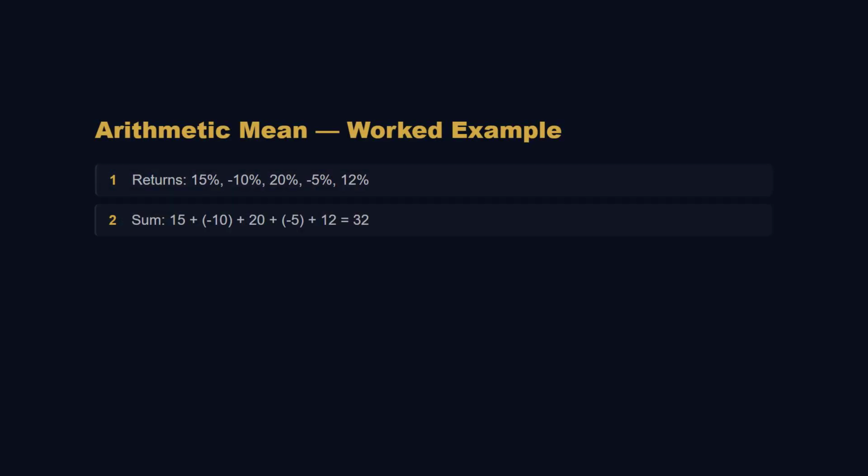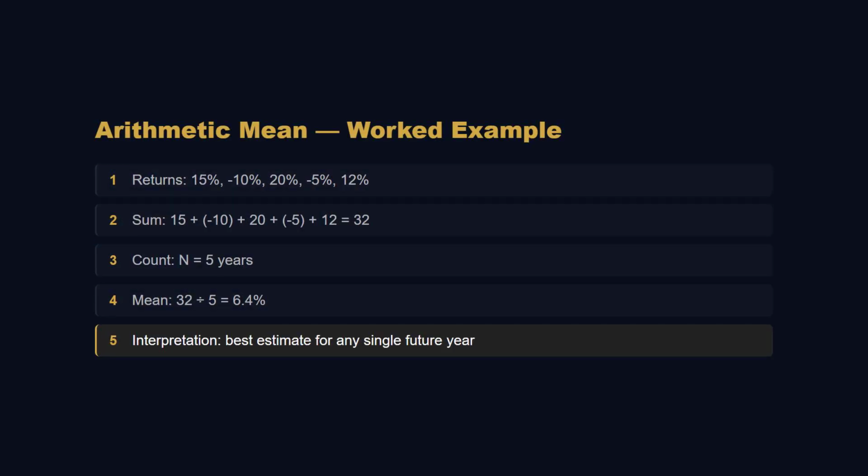Let us work through a concrete example. A stock has 5 annual returns: 15%, minus 10%, 20%, minus 5%, and 12%. Step 1. Add them all up. 15 minus 10 plus 20 minus 5 plus 12 equals 32. Step 2. Divide by the number of years. 32 divided by 5 equals 6.4%. The arithmetic mean return is 6.4%. This means if you had to guess next year's return with no other information, 6.4% is your best single estimate.